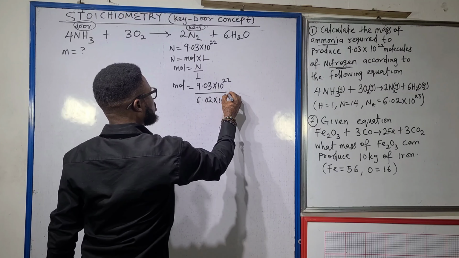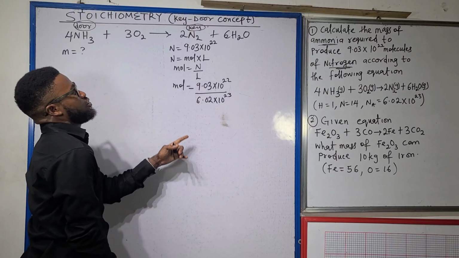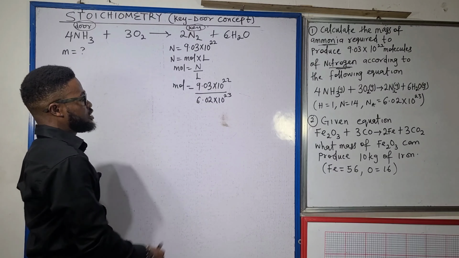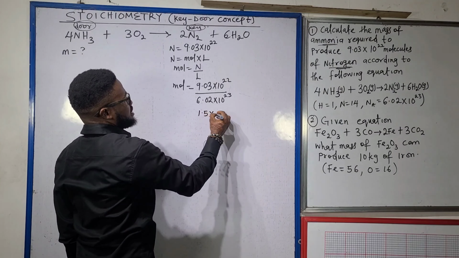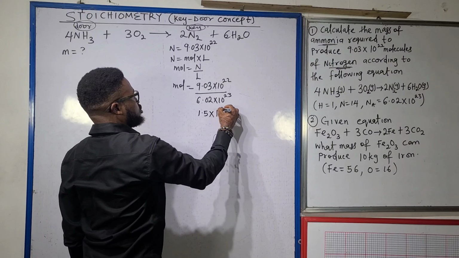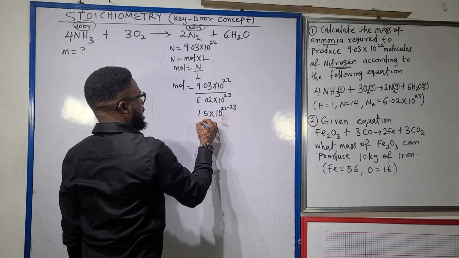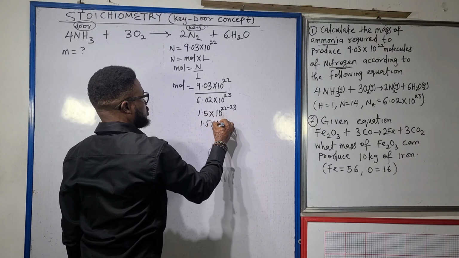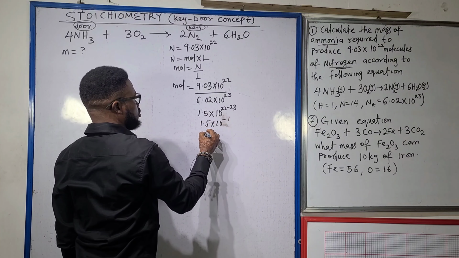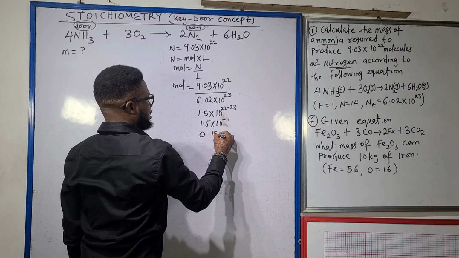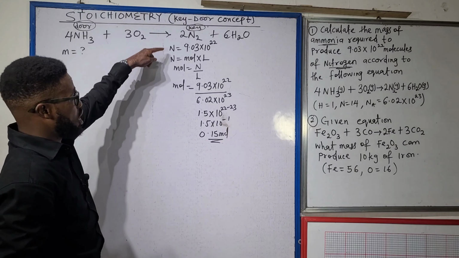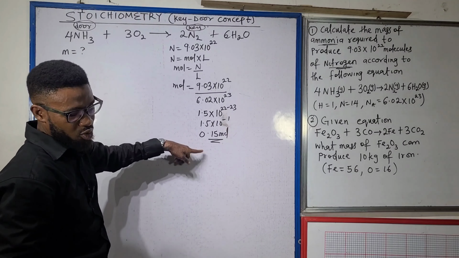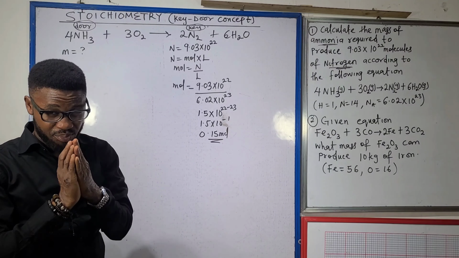Times 10 raised to the power 23. 9.03 divided by 6.02 will give us 1.5 times 10 raised to the power 22 minus 23. That means 1.5 times 10 raised to the power minus 1, and this means 0.15 mole. That is what I have. So what I have done now is that, working on my key, I have converted it to mole. That is the standard procedure.